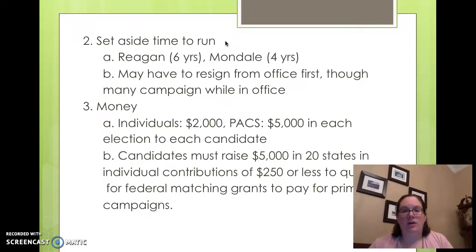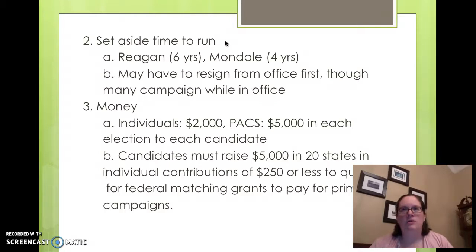Like I said, Ronald Reagan went around the country for almost 6 years, making speeches, getting his name out there, getting ready to run. Walter Mondale, the book says, spent about 4 years. Both of those gentlemen were in office at the time they were doing this. The book says you may have to resign from office first to spend this kind of time on a campaign, but oftentimes, and especially now, those people are sort of doing double duty. They're supposed to be serving their constituents, but they're also out campaigning.